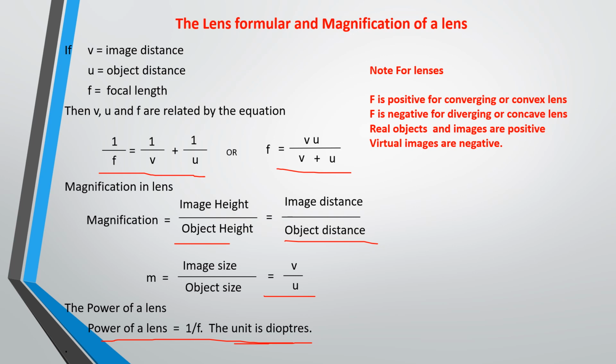Okay, so for lenses, f is positive for a convergent lens, and f is negative for a divergent or concave lens. Real objects and images are positive and virtual images are negative, just for your notice. Alright, so this is the lens formula, and there's nothing much to say on this other than to go straight and apply it to solve some problems. So right now we're going to apply it to solve some problems on lenses.